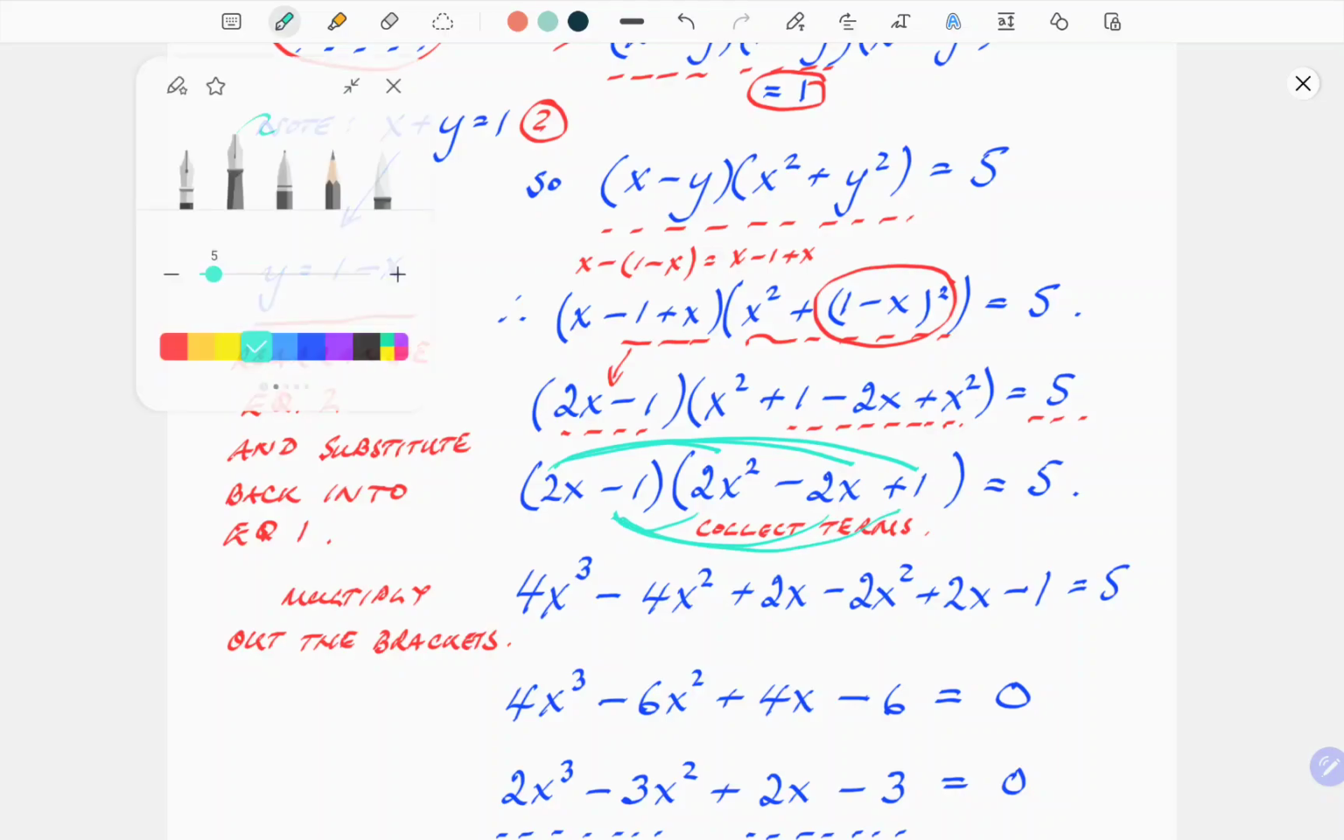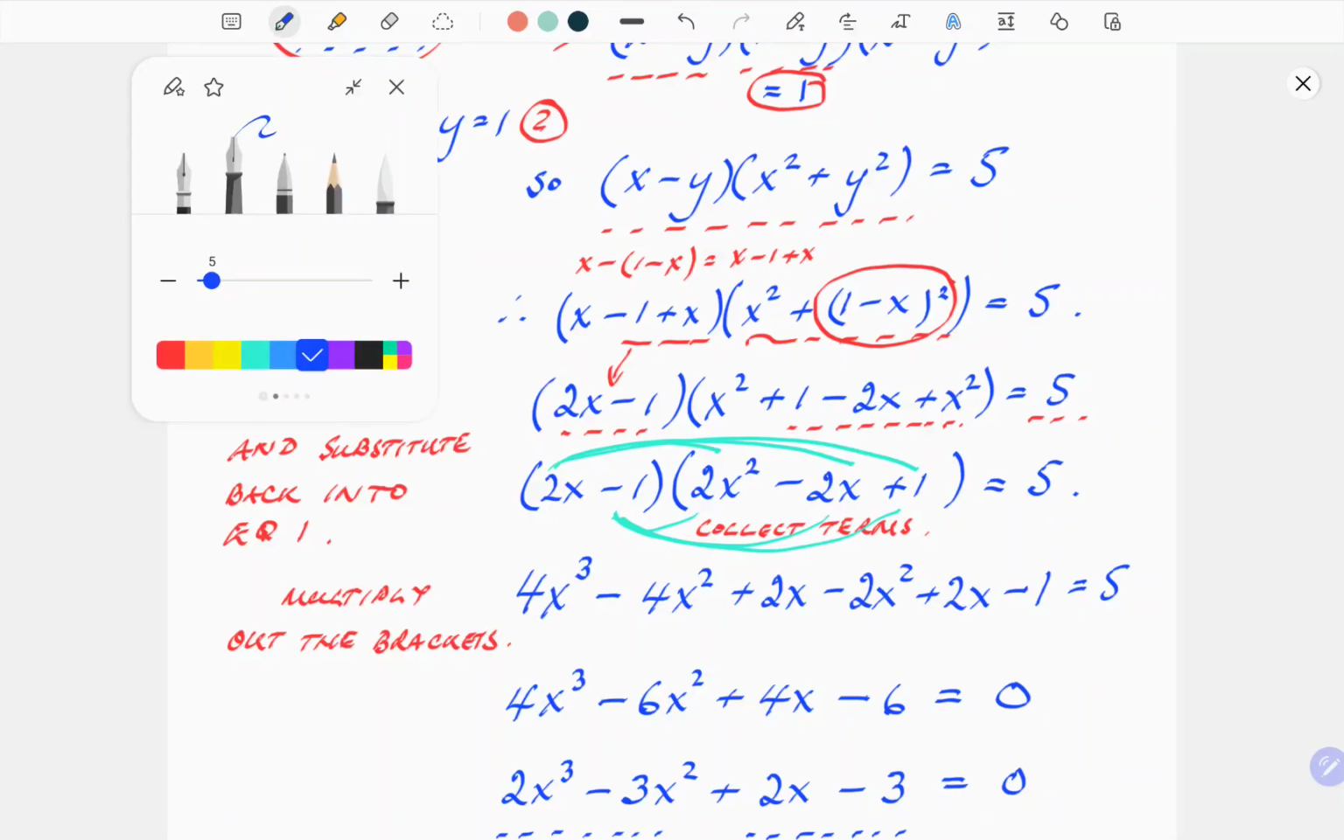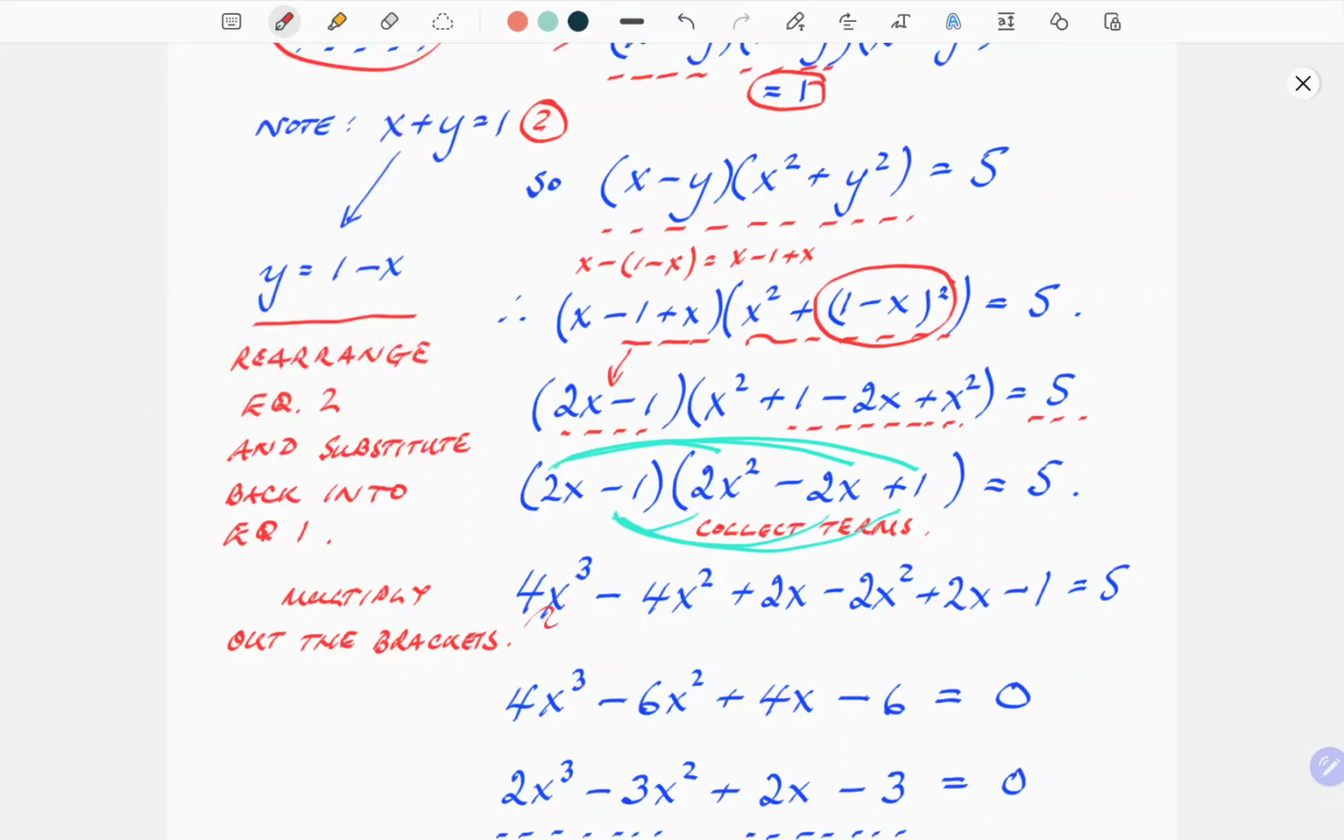All right. So that's the way of making sure that you don't miss anything. And the first one gives us our 4x cubed. Do remember that you've got a cubic there. All right, so that's fine. Next one, the 2x times minus 2x, minus 4x squared, and then 2x times 1, just 2x, etc.